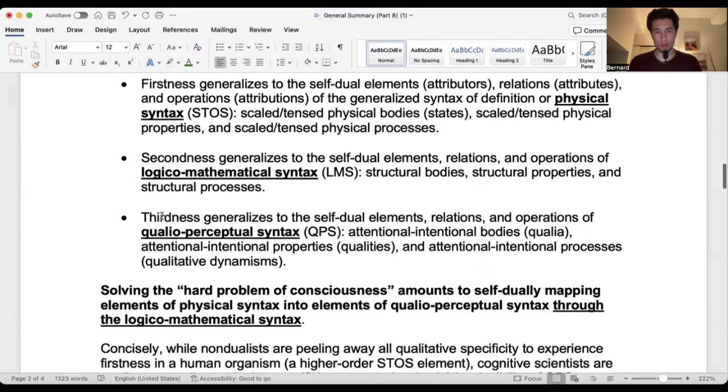All right, and now thirdness is basically taking the elements, relations, and operations of QPS and interpreting them as intentional bodies or qualia, qualities, namely the properties of qualia.